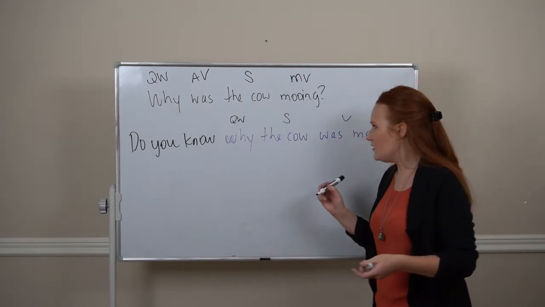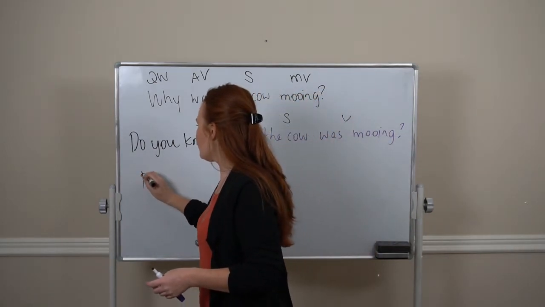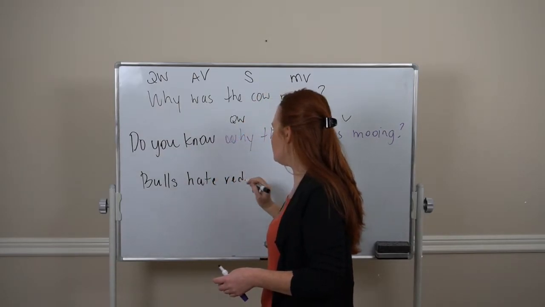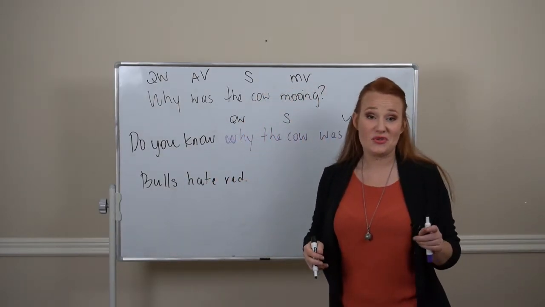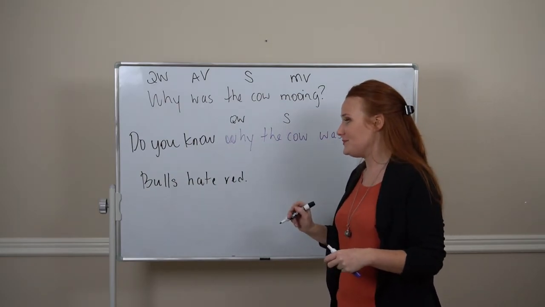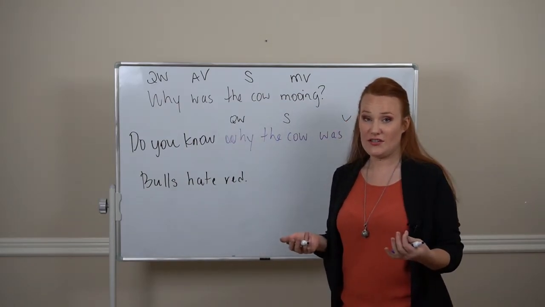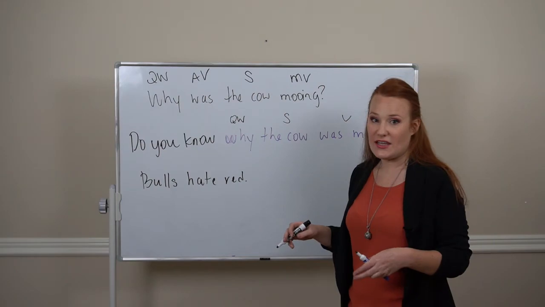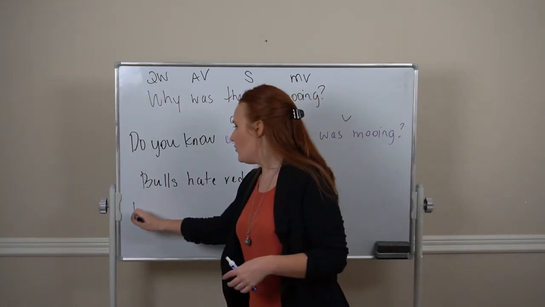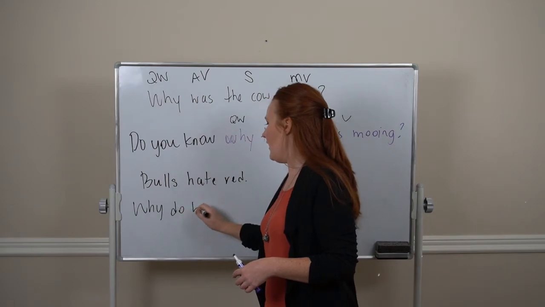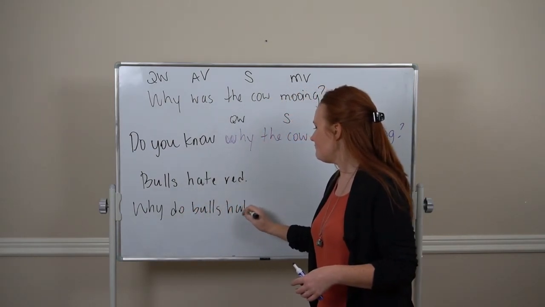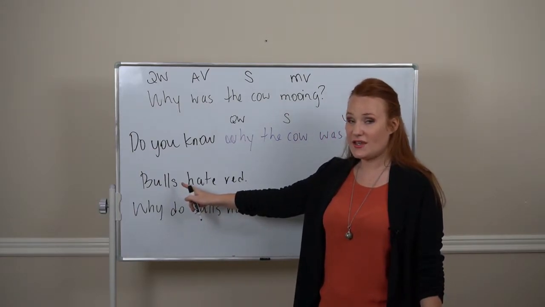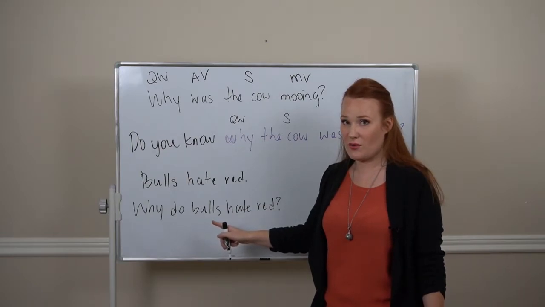So let me show you an example. With a regular statement, I can say, bulls hate red. I don't actually know if that's true, but that's what they say. So bulls hate red. To turn this into a question, we have to add that auxiliary verb at the beginning. So I could say, why do bulls hate red? So do wasn't in our original sentence. We had to add it to form the question.